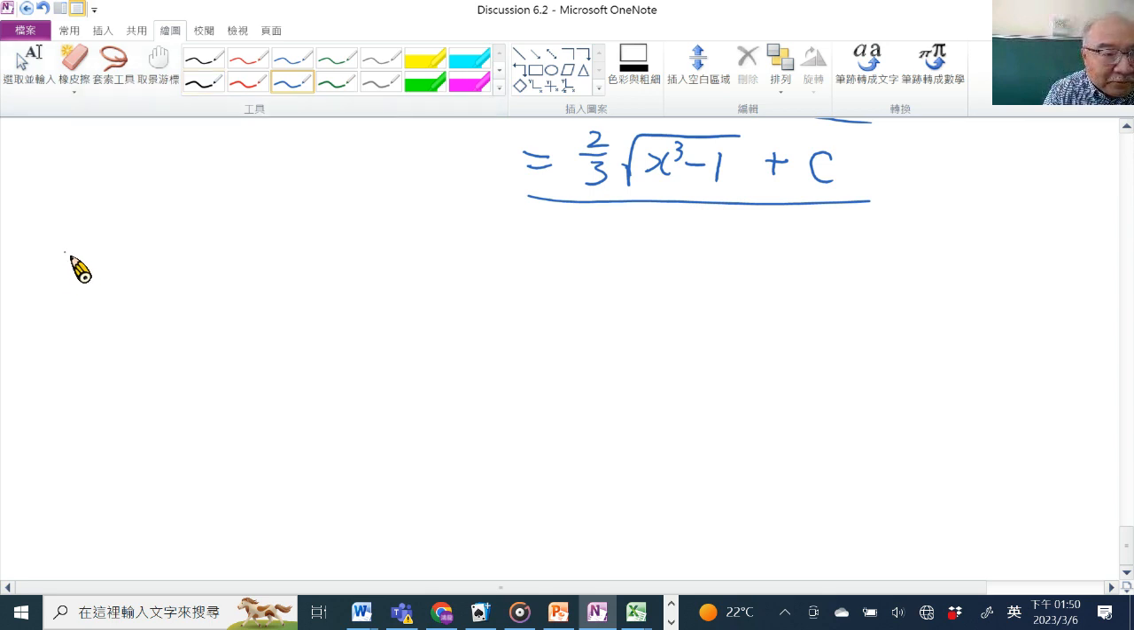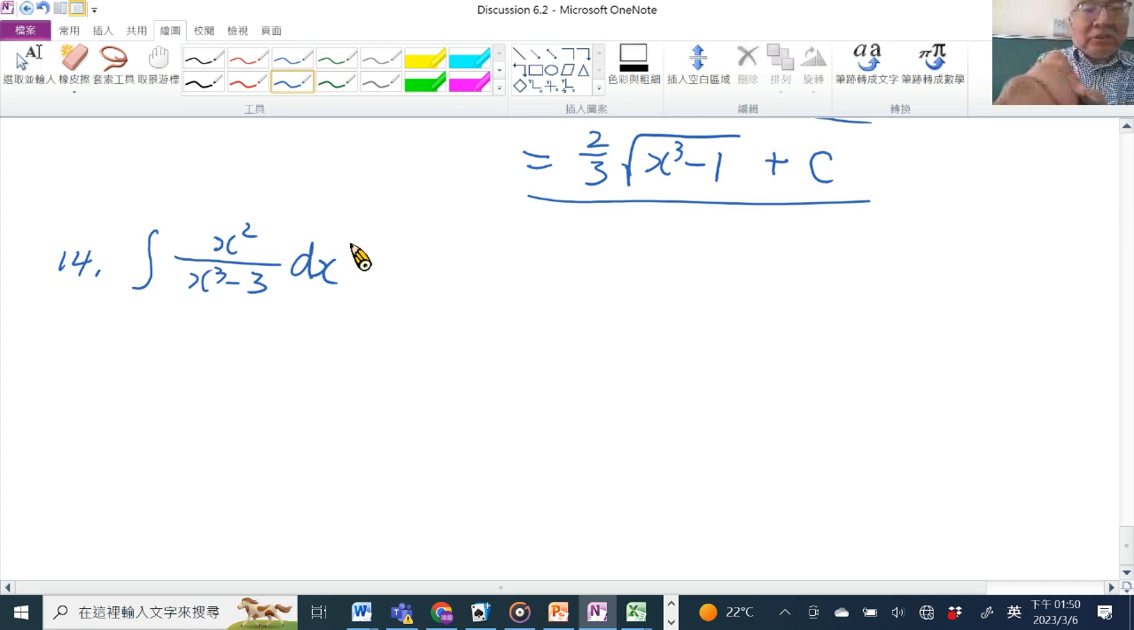Now, number 14. Here we have x squared divided by x to the power 3 minus 3 dx. In the denominator, we don't have any power, and that means power 1. Okay. All right. So you might want to check.